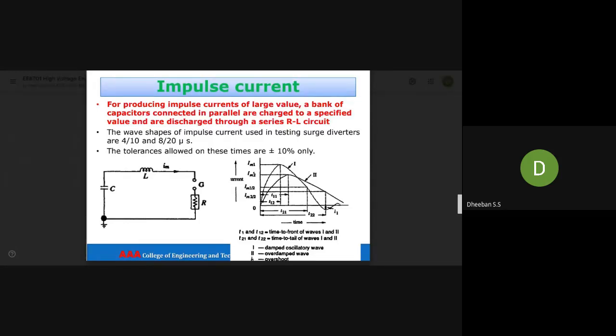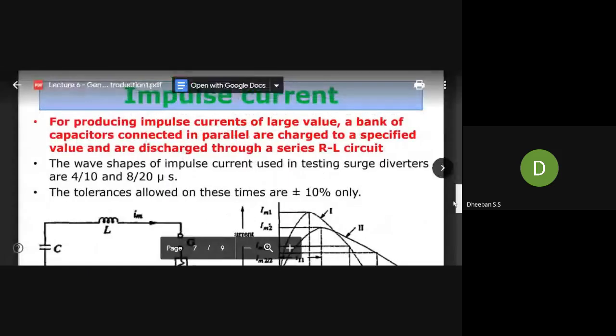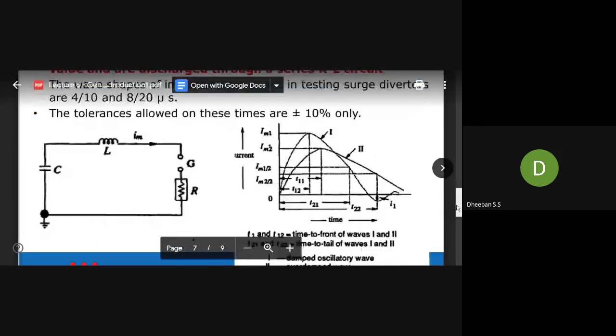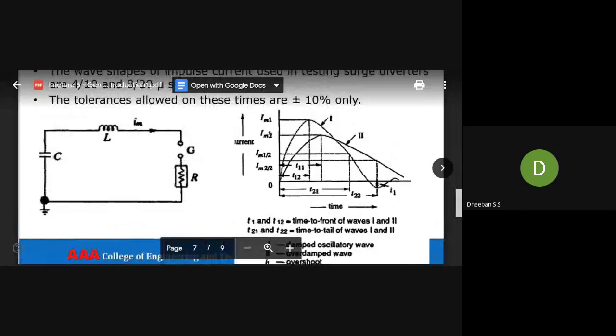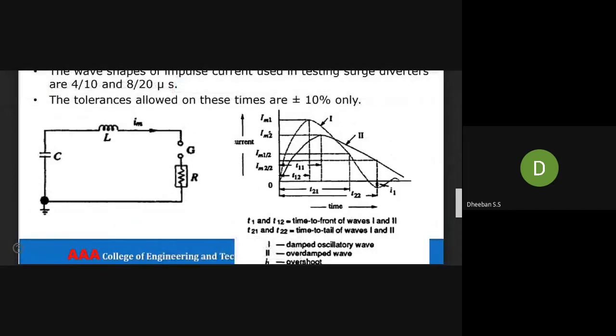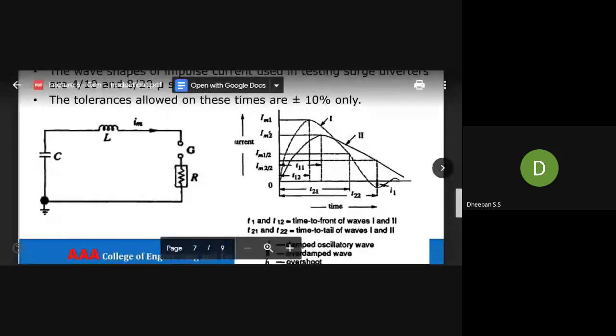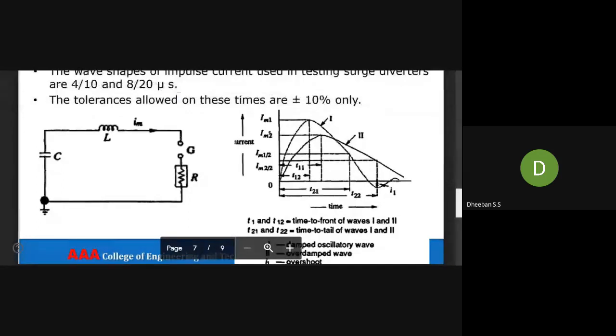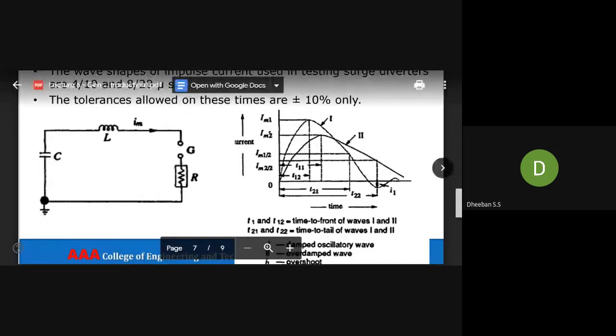Here, from T1 and T2, T11 and T12 represent your time to front of waves 1 and 2. So here they have given two waves, wave 1 and wave 2. Your T11 and T12 will be your time to front, and the time to tail will be your T21 and T22.